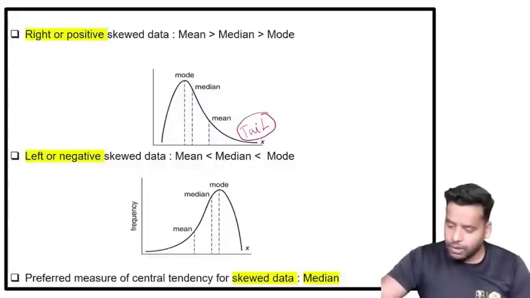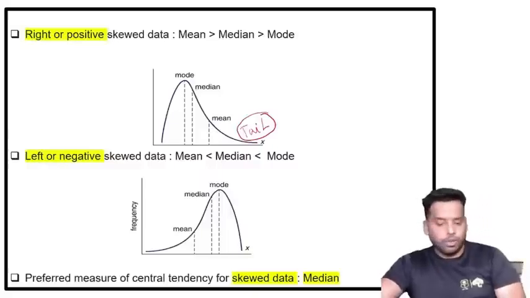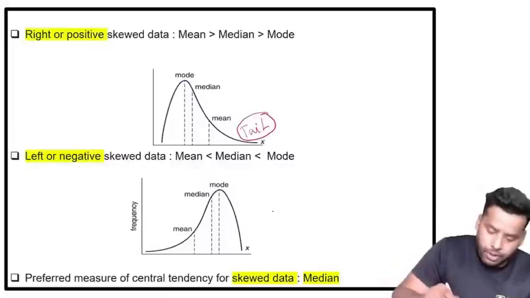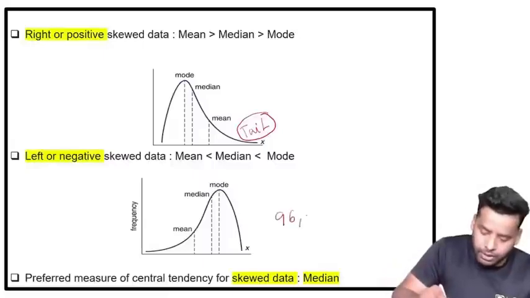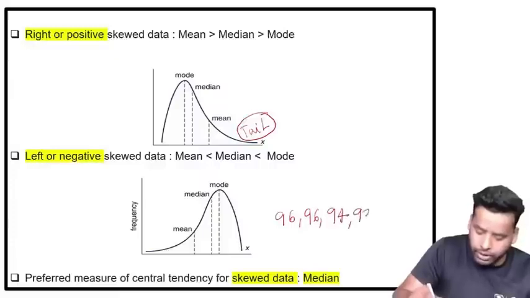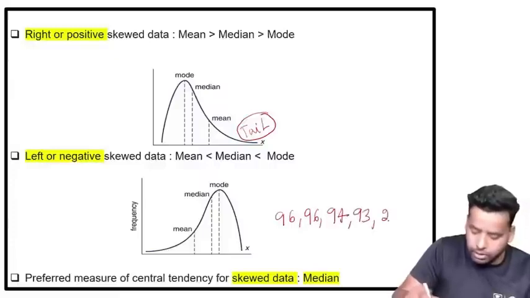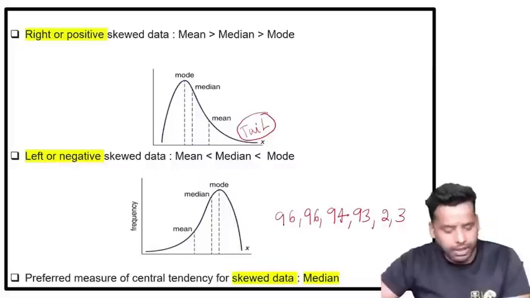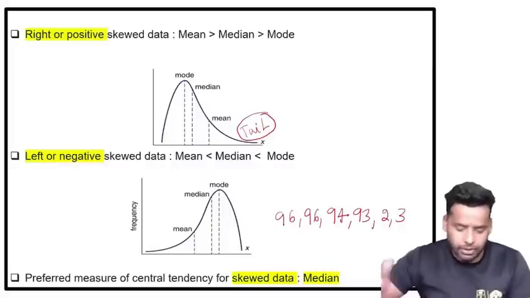Positively skewed data. If the scenario is totally opposite, if everyone is scoring very good, suddenly the RCB team improved: 96, 96, 94, 93, 2 and 3. Just in dreams I am telling. Maybe this time it is completely dreams only.